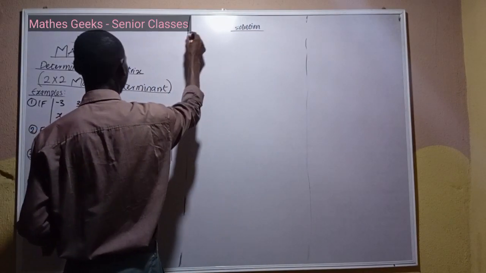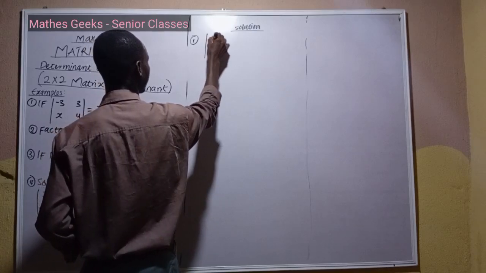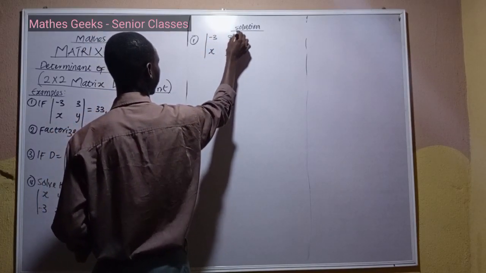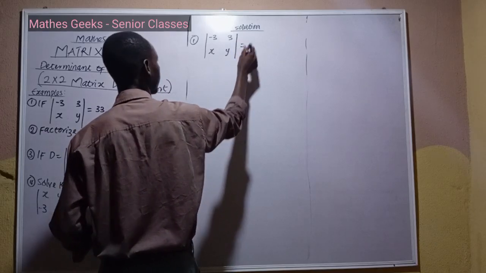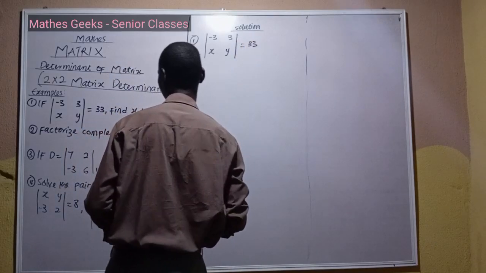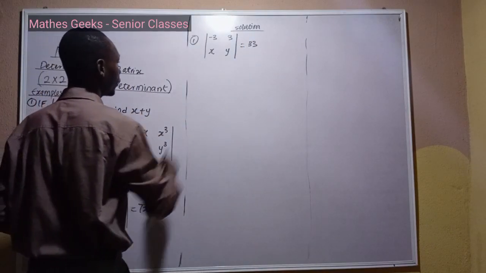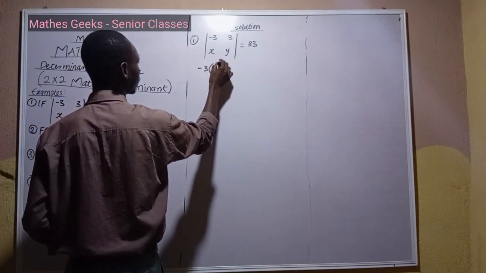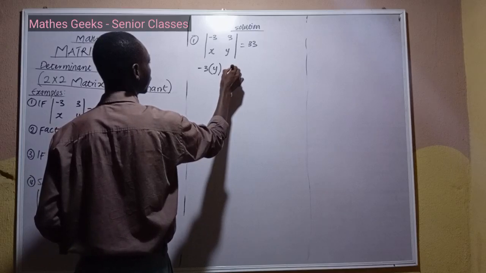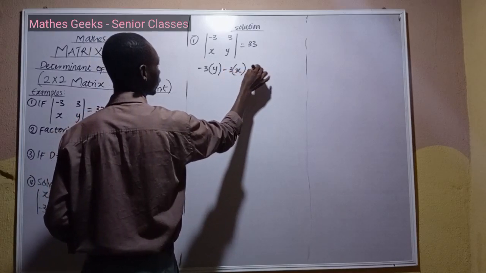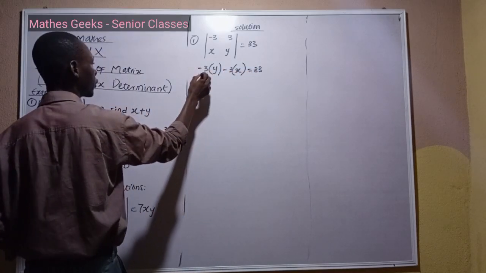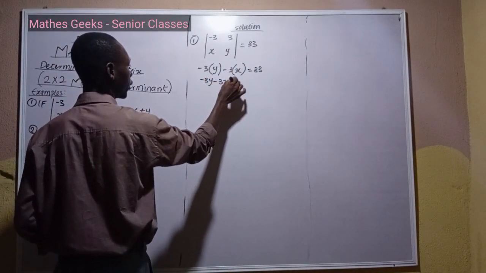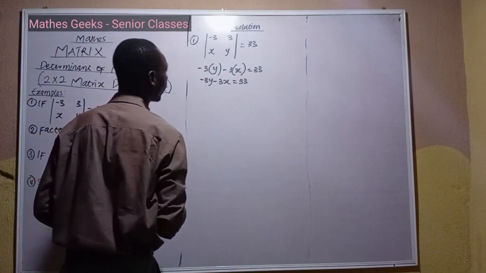Over if minus 3x 3y equals to 32. Find x plus y. Minus 3 times 4 is minus 2y. Minus 3 times x is 2x equals to 32.